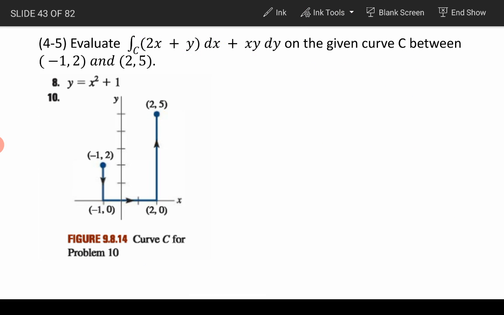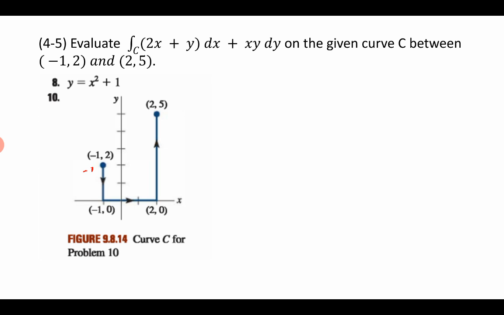Here x is negative 1, here x is 2, here y is 2. From negative 1, 2 to 2, 5, there are many paths. One path is this one. The integration answer is 30. There is a direct answer.